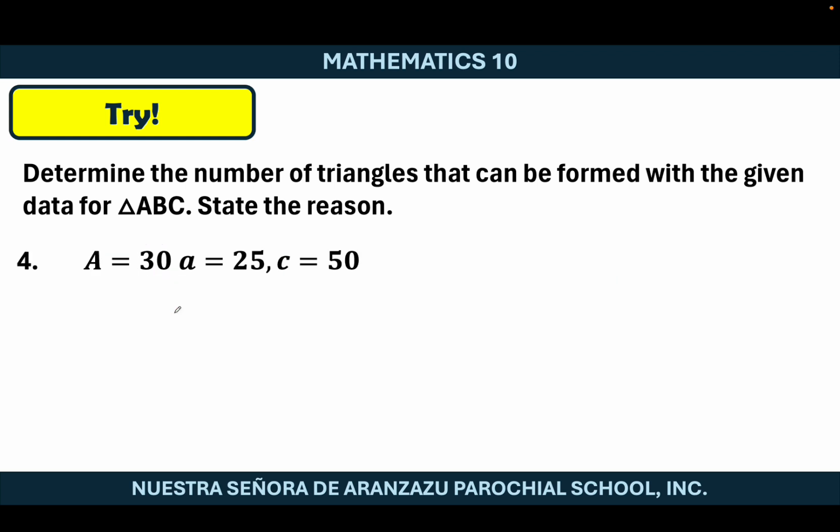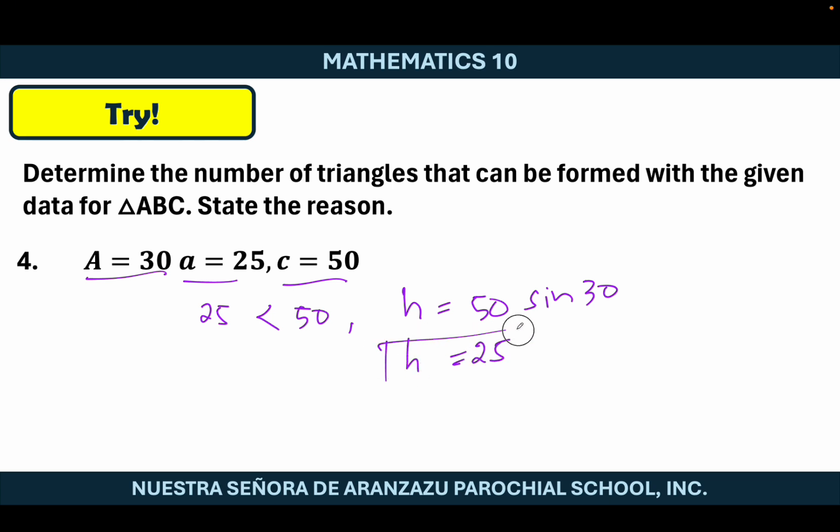Next, angle A is 30, side A is 25, side C is 50. So, this is the given angle. It is still acute. This is the opposite side and this is the other side. Okay? Now, 25 and 50. Obviously, 25 is less than 50. Therefore, find the height. So, the height is the other side, which is 50, sine, and your given angle 30. So 50 sine 30, when you calculate this on your calculator, you will arrive at a value of 25.